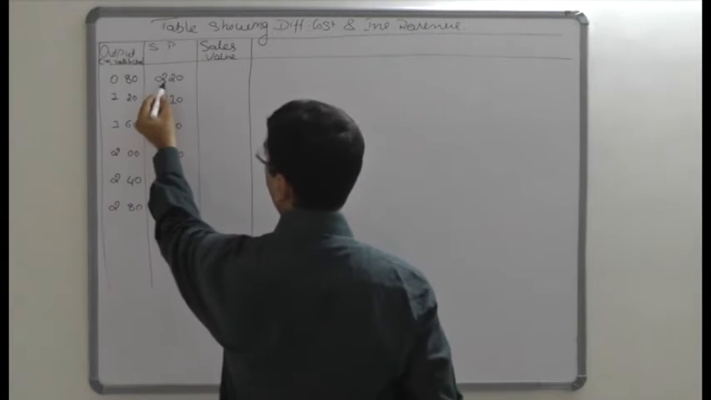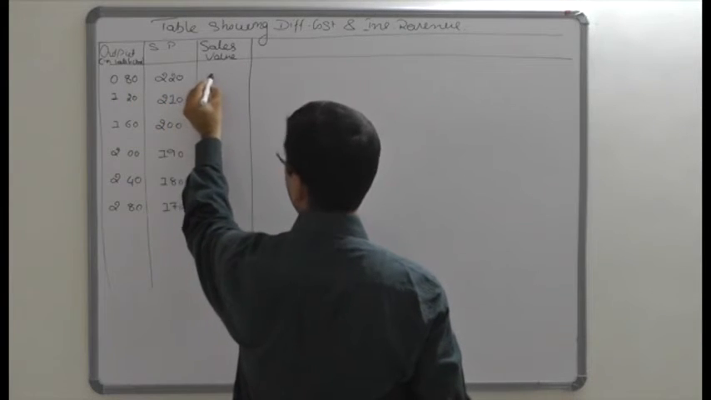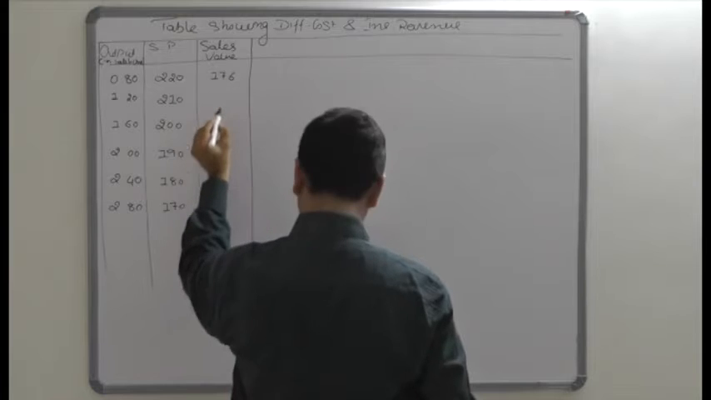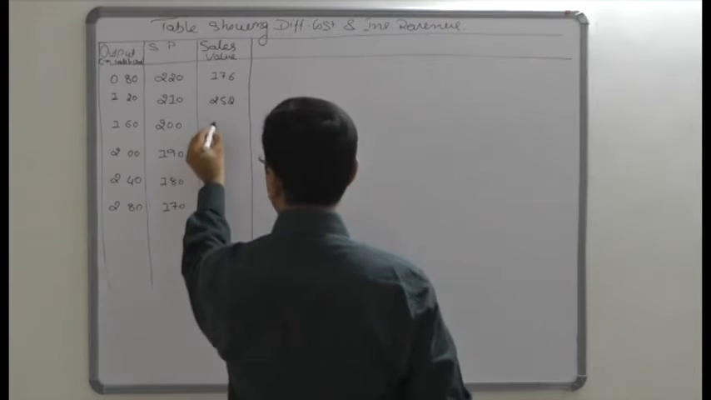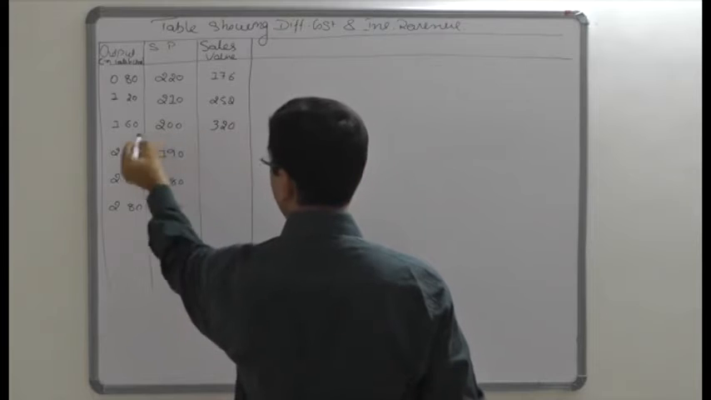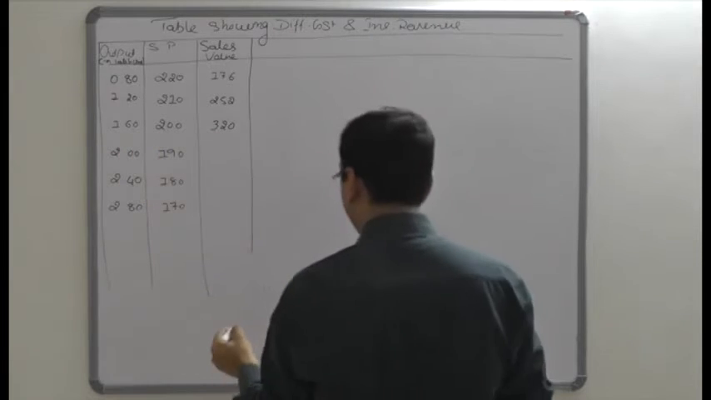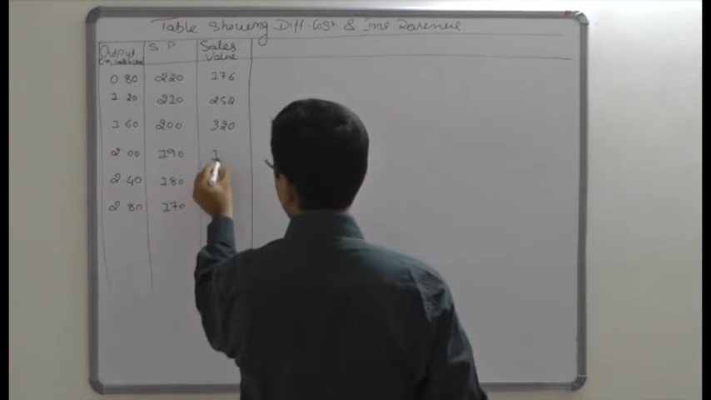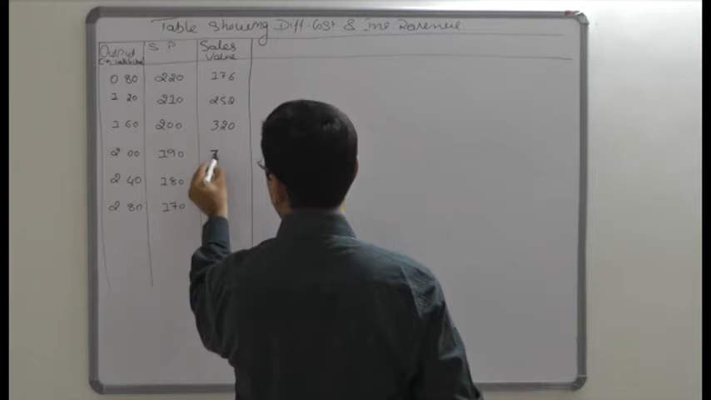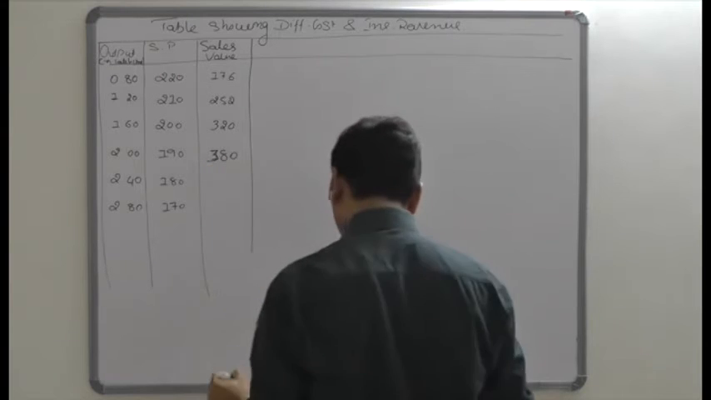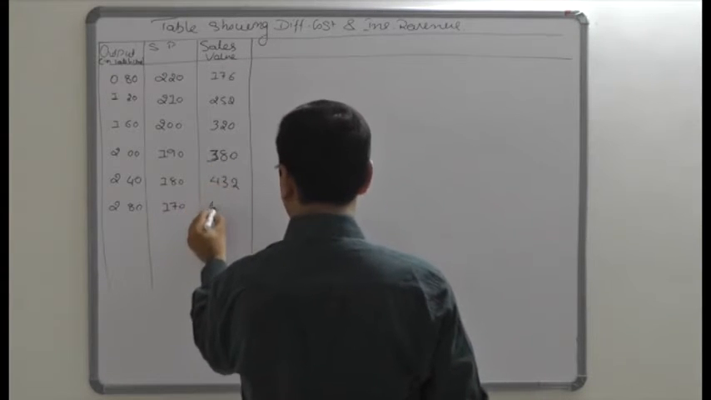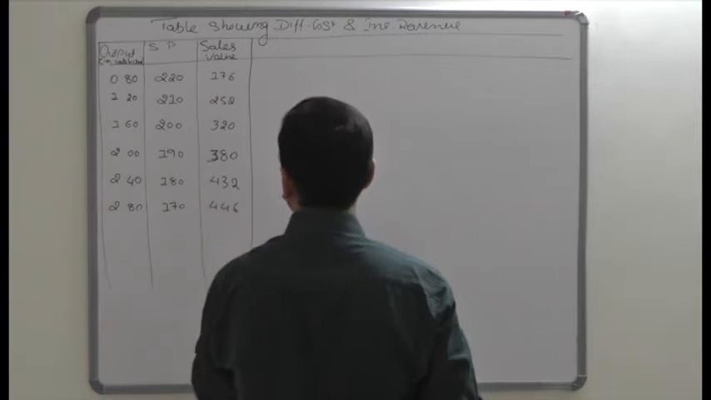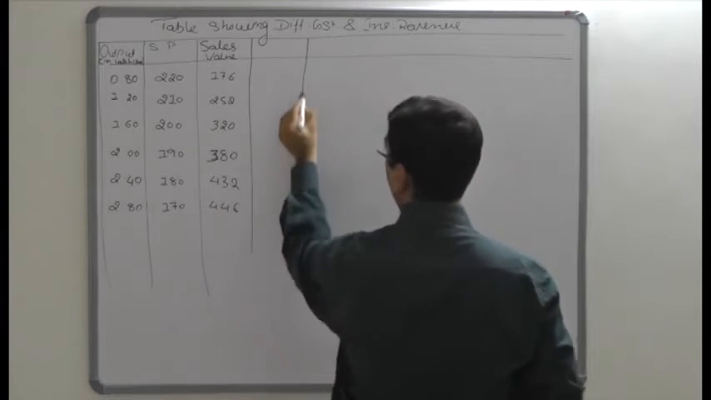Now the multiplication of 220 into 0.80 comes to 176, then 252, then 320. This is the multiplication: 16 2s are 320, then 380, then 432 and 446. This is your third column.